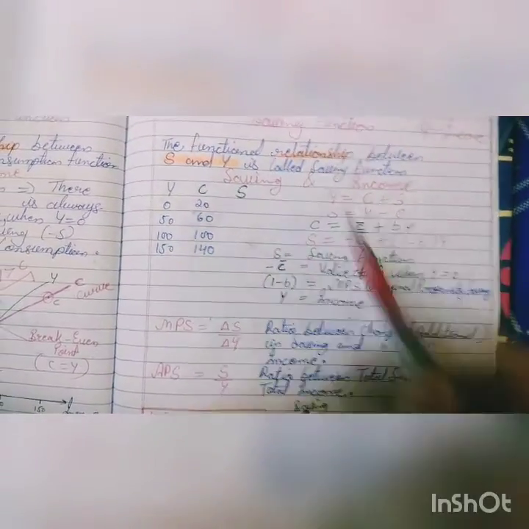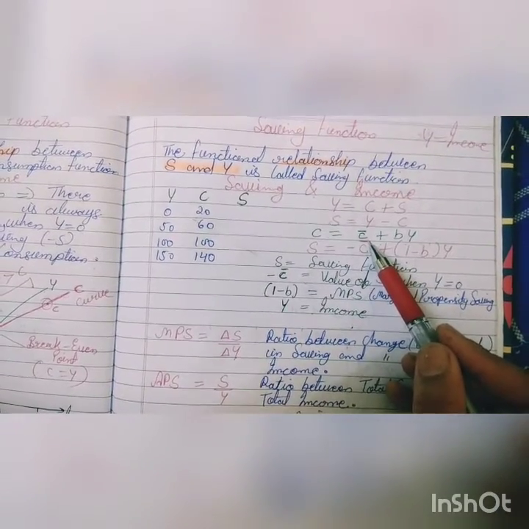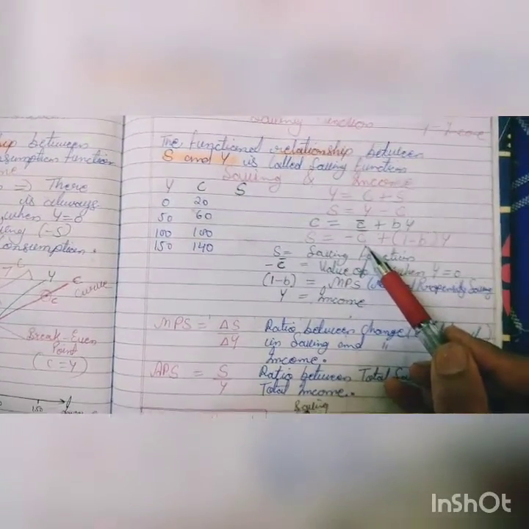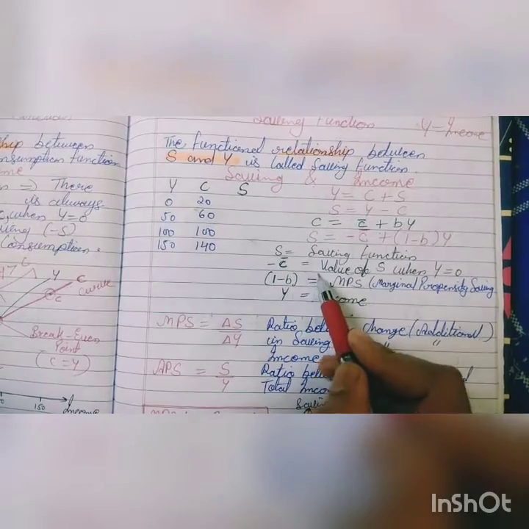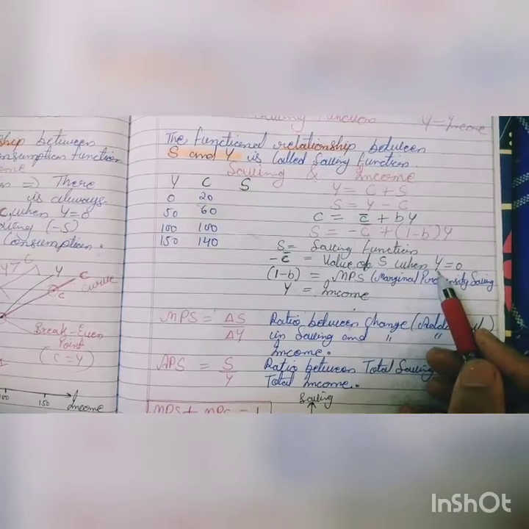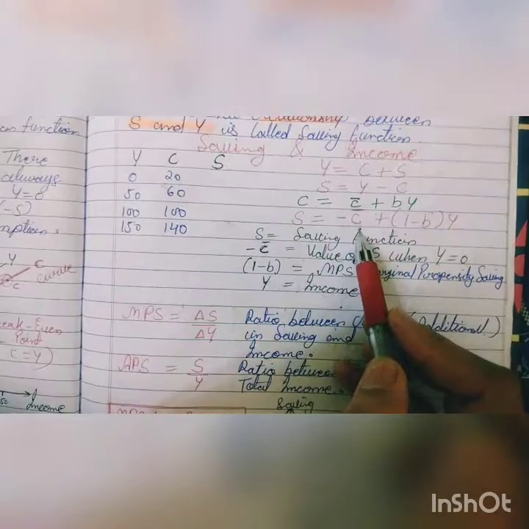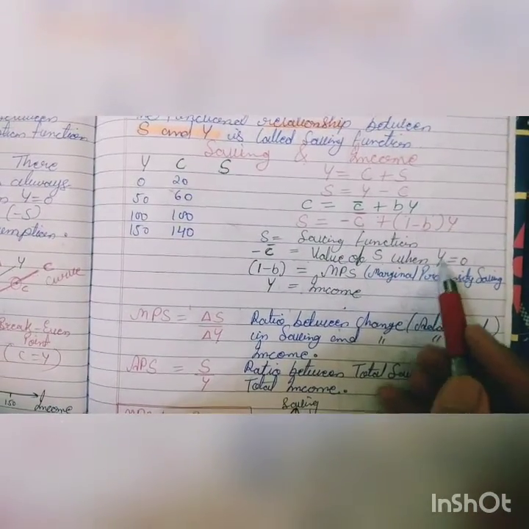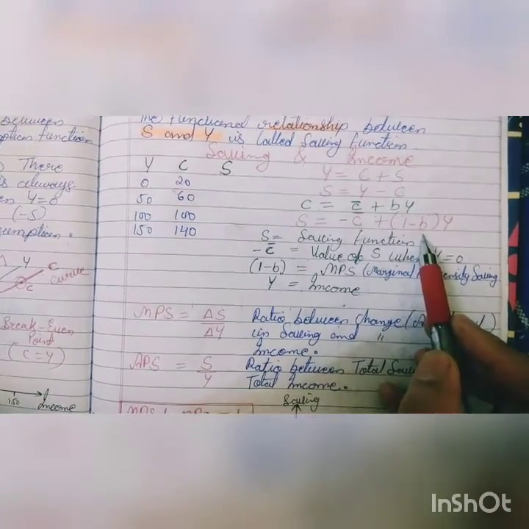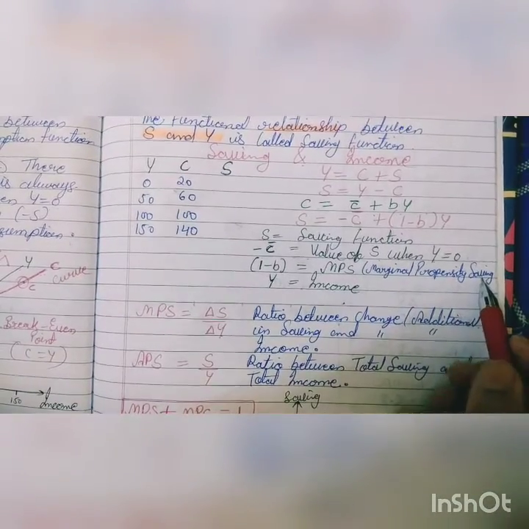Now the saving function: S equals minus autonomous consumption plus (1 minus b)Y. Minus autonomous consumption means the value of saving when income is 0. Now b is MPC and 1 minus b is MPS, the marginal propensity to save, and Y is income.